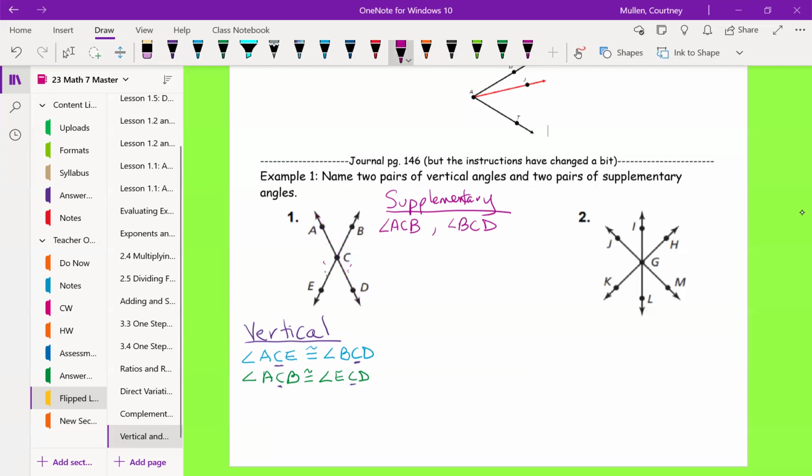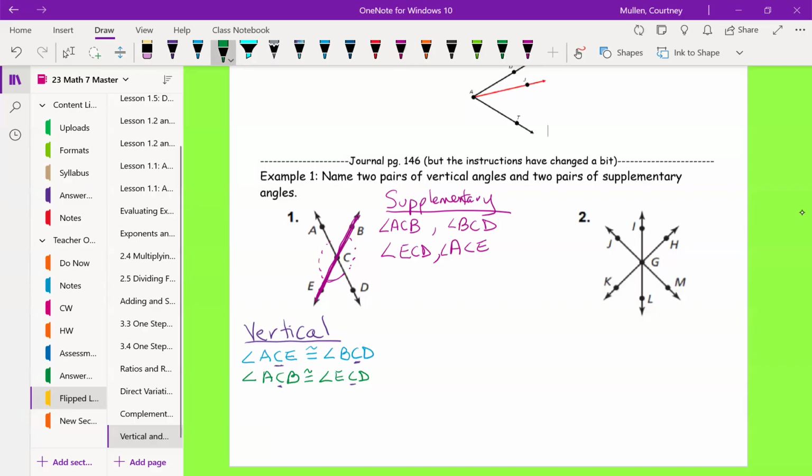Let's pick another pair. Let's say we are talking about this straight angle here. What would the supplementary angle be to angle ECD? There's two good answers here. Either BCD over here or ACE. So ECD and ECA or ACE.